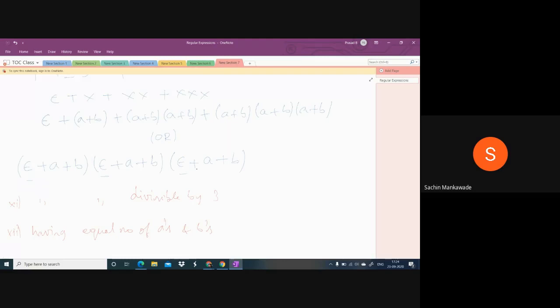Similarly, I want length 1. So I will take a or b from here, then from these two I'll take epsilon. If I want length 2, a or b, a or b, then epsilon. If I want length 3, a or b from all three. Length 4 is not possible. So from this expression, you can get strings of lengths from 0 to 3. Okay? Do you understand?